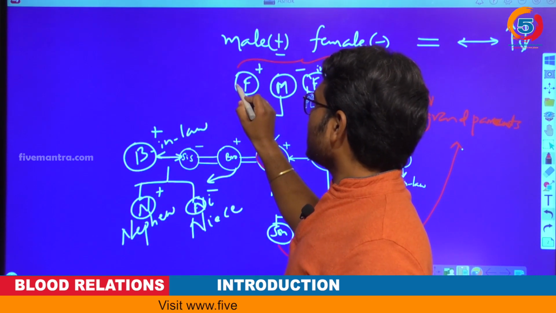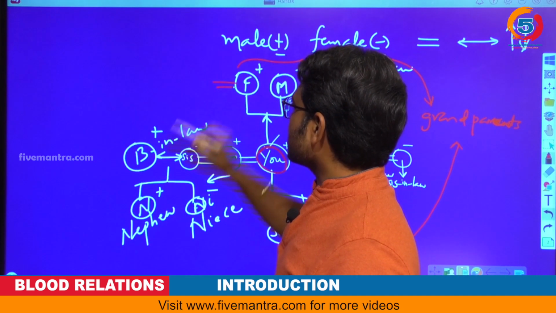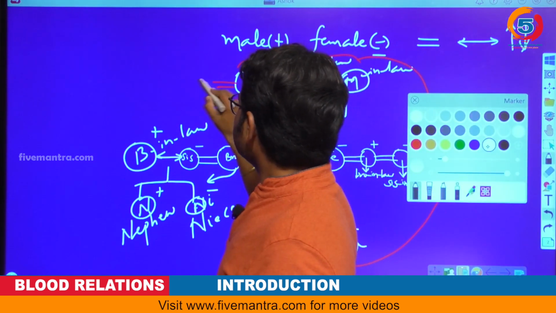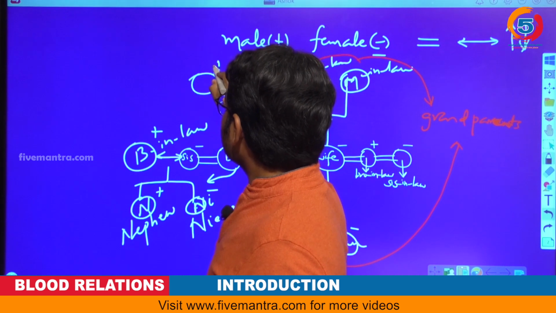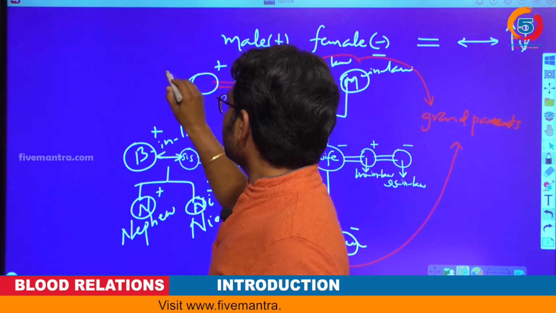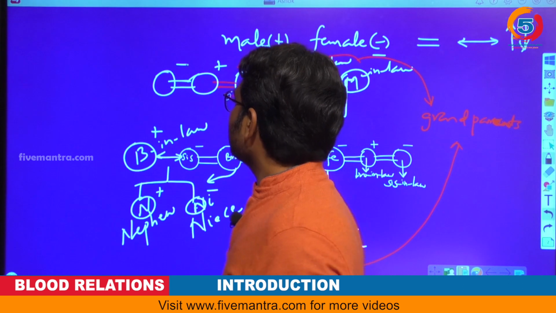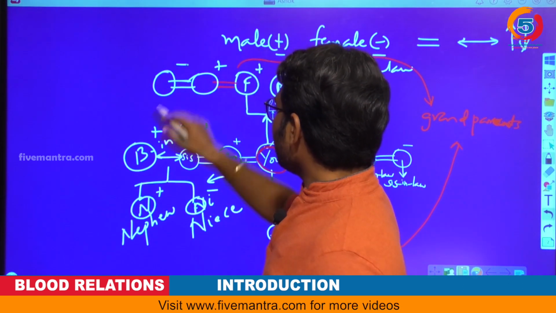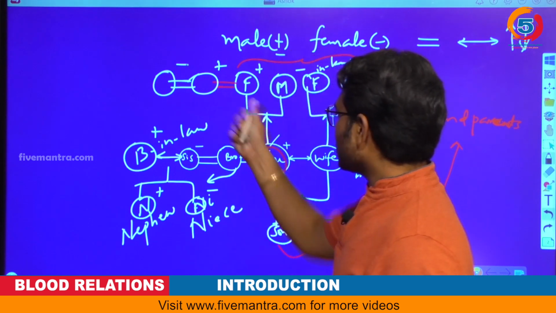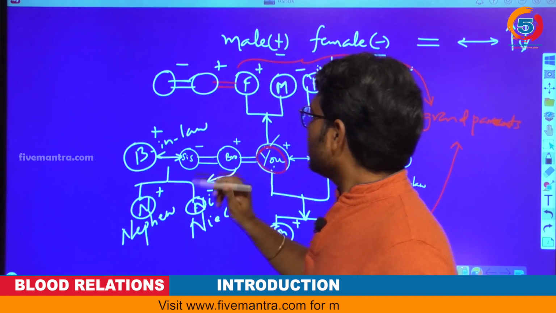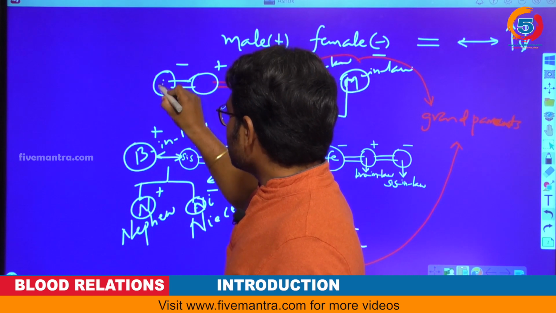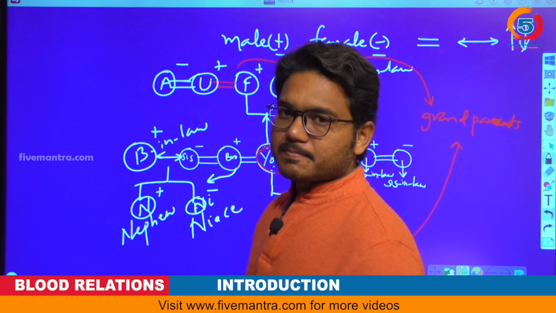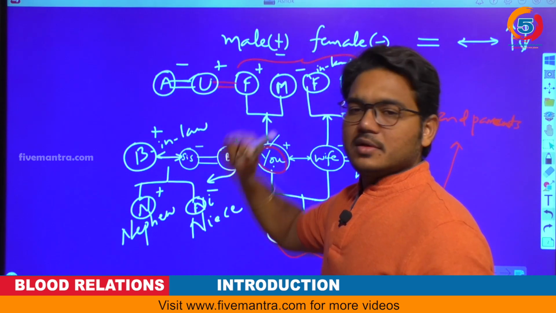Suppose your father has got siblings. Let us consider one brother and one sister for your father. So how are they related to you? She is your aunt and he is your uncle.